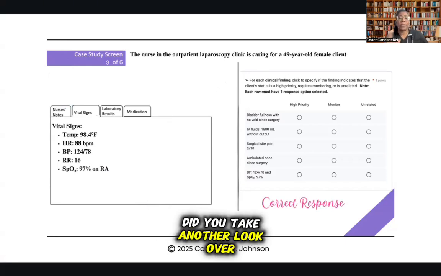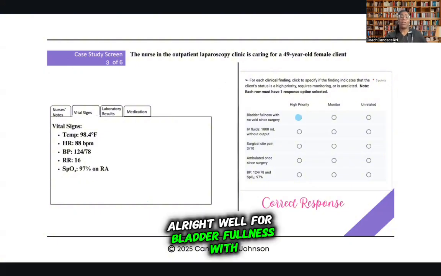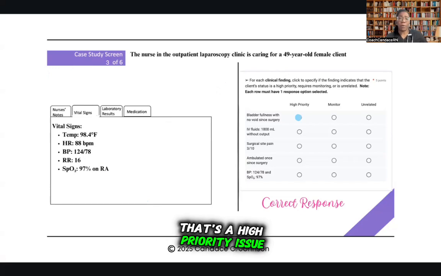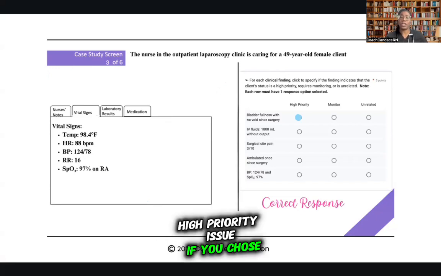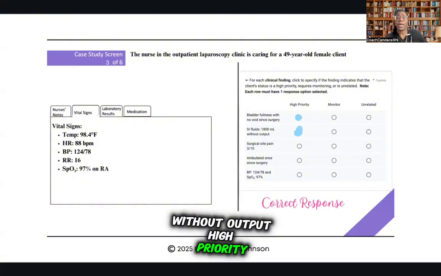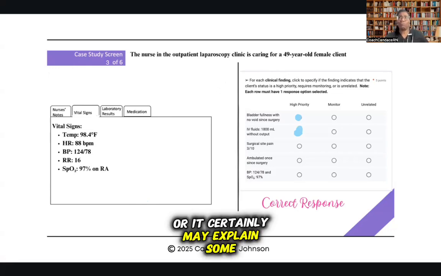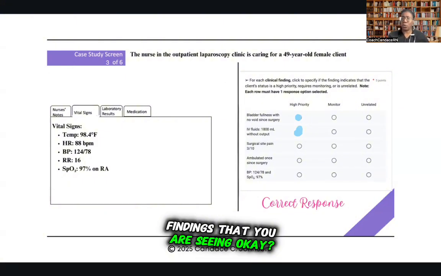Did you take another look over at the vital signs, see if those looked okay? Well, for bladder fullness with no void since surgery, that's a high priority issue. If you chose that, you are correct. IV fluids, 1,800 milliliters without output. High priority issue? Yes, it is. Absolutely. Or it certainly may explain some of the assessment findings that you are seeing. Okay. Surgical site pain of 3 out of 10.